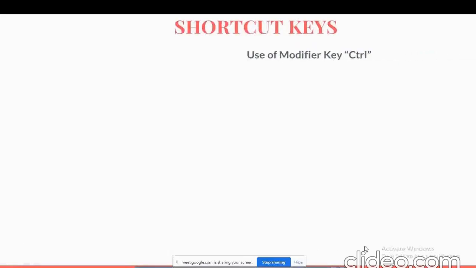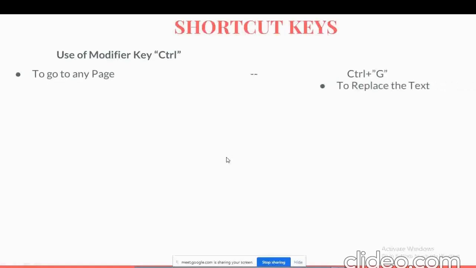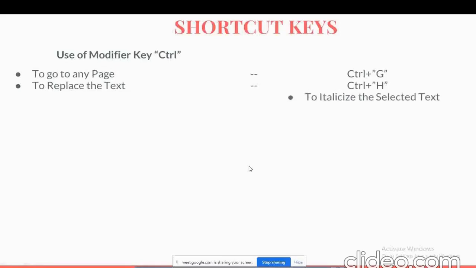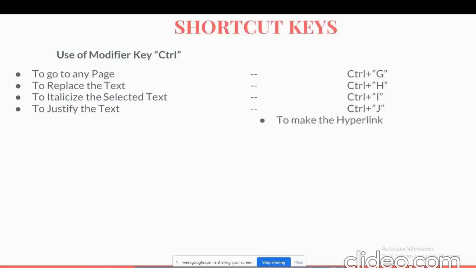Next, it continues. Use of modifier key Control. To go to any page, Control G. To replace the text, Control H. That is different because R will be used elsewhere. To italicize the selected text, Control I. To justify the text, Control J. We have already used this.